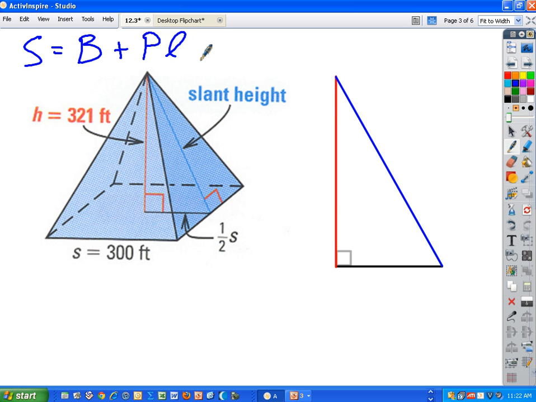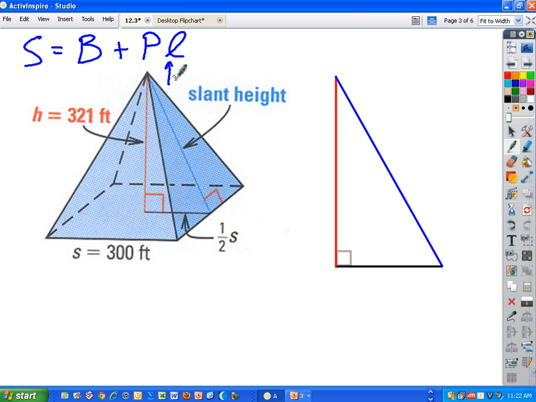Now, most of that stuff isn't that big a deal. Finding B and P usually is not that big a deal. We've been doing that already. You did those steps or are doing them right now in the 12-2 assignments. That part's the same. The part that's a little different, though, is calculating the slant height.